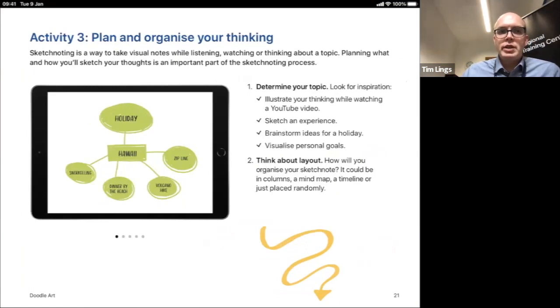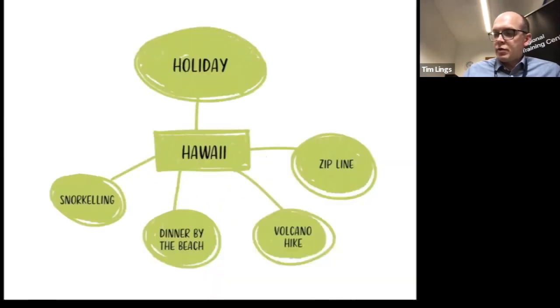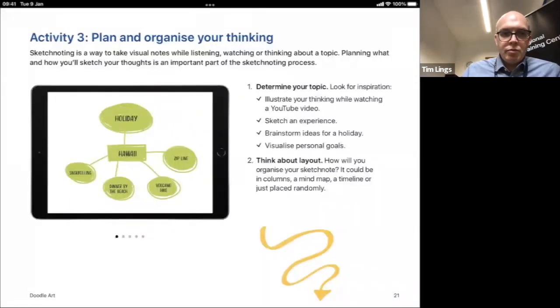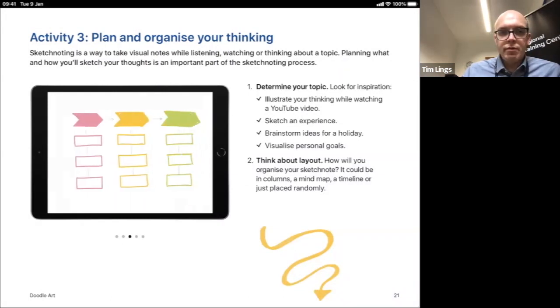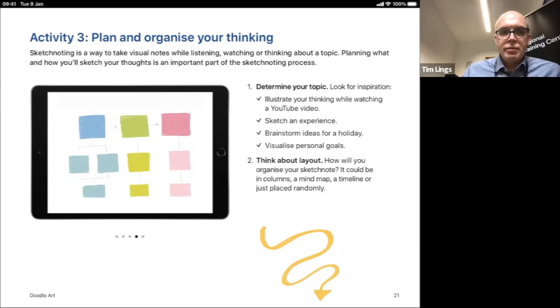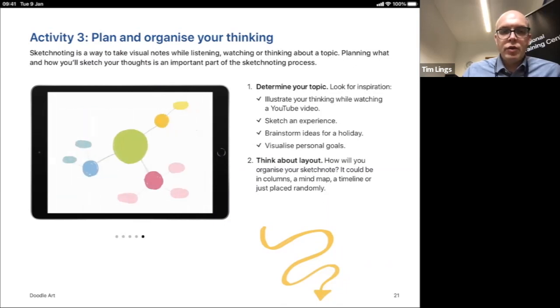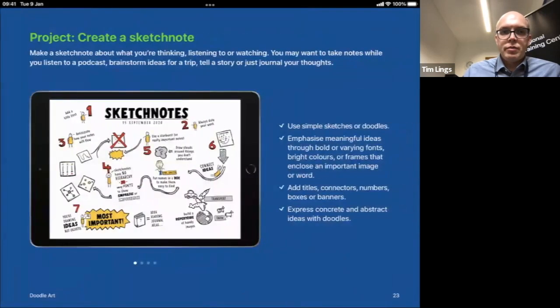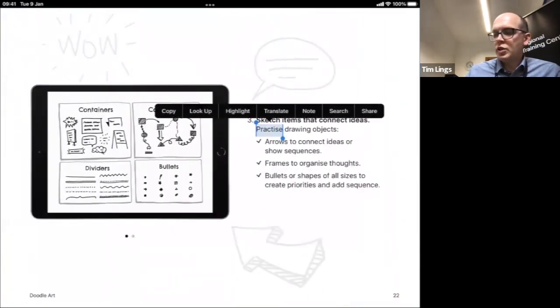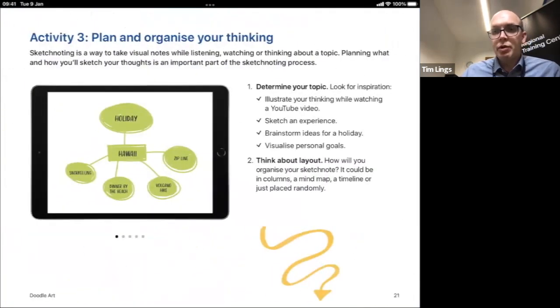So sketchnoting is a way to take visual notes while watching, listening, or thinking about a topic. So this is one example of a layout here. Maybe you're going on holiday to Hawaii, or perhaps it's a mind map around Hawaii. Here's some other ideas of ways of organizing your thinking. Maybe it's some kind of flowchart, systems, or how things connect together. So those can be really useful. So one suggestion is, can you sketch note the process of making a cup of tea?